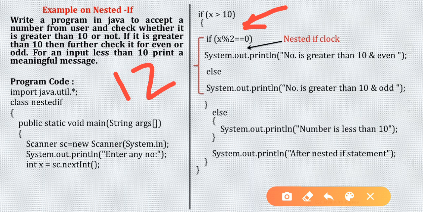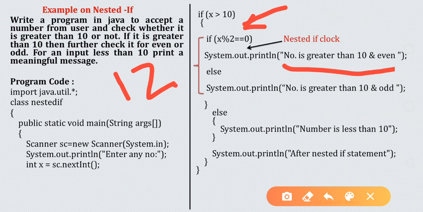In that case, how will this condition be checked? 12 greater than 10, the condition is true. So it will come inside this nested if block, if 12 mod 2 equal to 0. This condition will also be true. So what will be the message? This message will be printed: number is greater than 10 and even number.